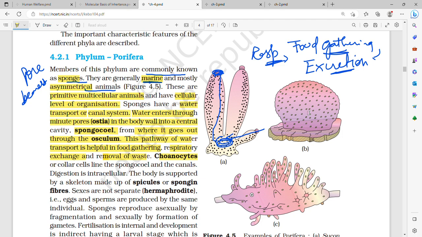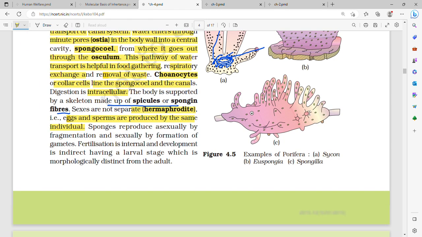Now choanocytes, also called collar cells, line the spongiocele and the canals. So the collar cells or choanocytes line the spongiocele, that is the central cavity. Digestion is intracellular, that is inside the cell. The body is supported by a skeleton, and this skeleton is made up of spicules or spongin fibers. Sexes are not separate, that is hermaphrodite. Eggs and sperms are produced by the same individual. Hermaphrodite, both male and female sex organs are present.